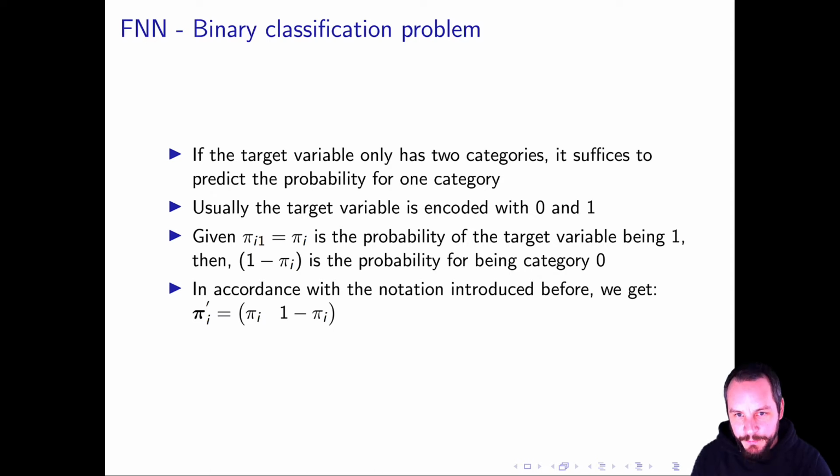to category 1. And it is very common to use, if we have binary classification, the encoding of 0 and 1. So we have, I don't know, black and white, male, female, whatever. This is usually encoded with 0 and 1 for the target variable.